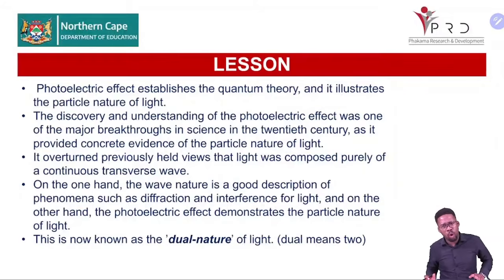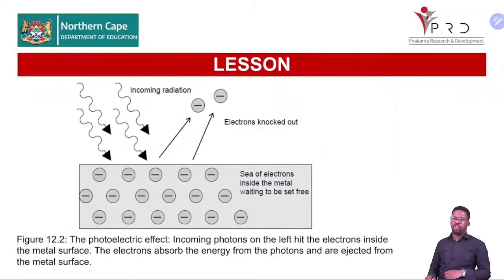Then in 1905, a man called Albert Einstein conducted an experiment to prove that it is not enough for us to say that light is a continuous wave, but light has a dual nature. It can act as both a wave and a particle. So Albert Einstein then came with a theory called photoelectric effect.